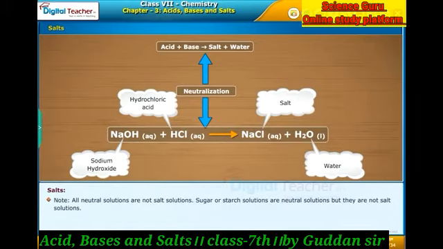Note: all neutral solutions are not salt solutions. Sugar or starch solutions are neutral solutions, but they are not salt solutions.